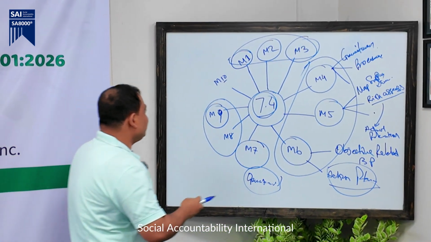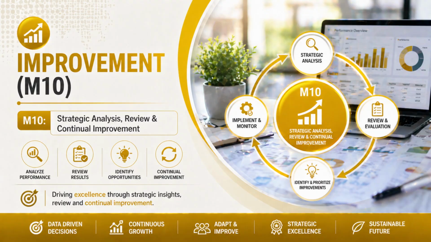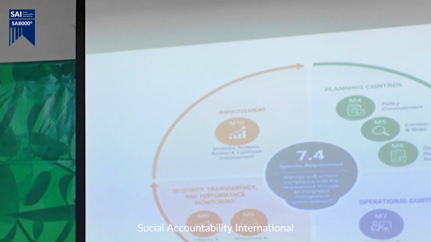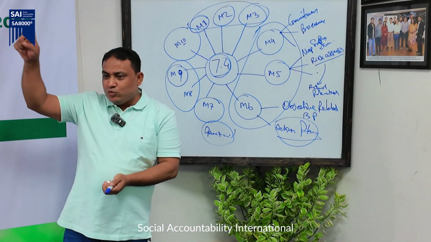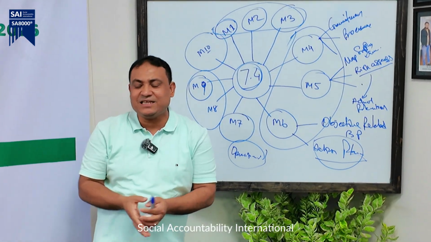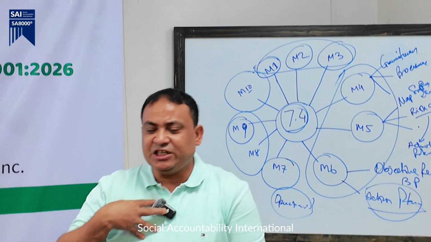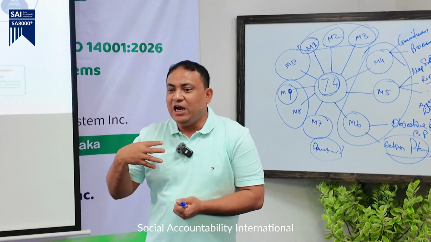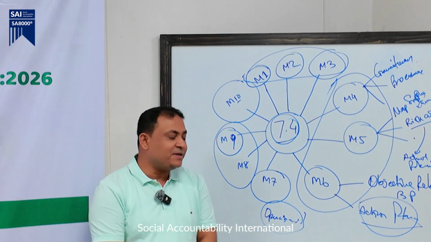Lastly, M10 is talking about the requirement of improvement. In the SA8000 standard, M10 is applicable for all of D1 to D7, meaning the decent work criteria. The expectation is that the management system will improve continually. So what is the connectivity with the business partners management system?